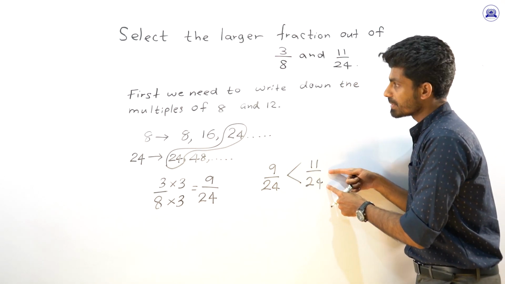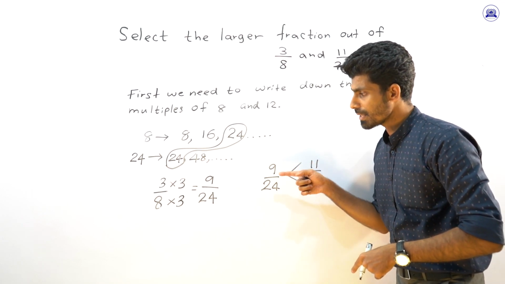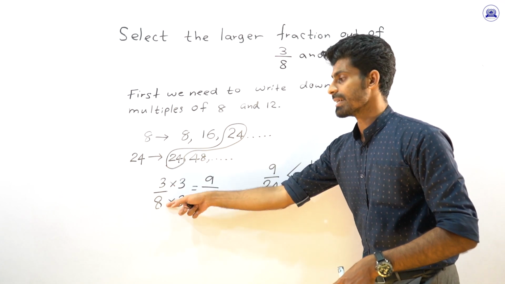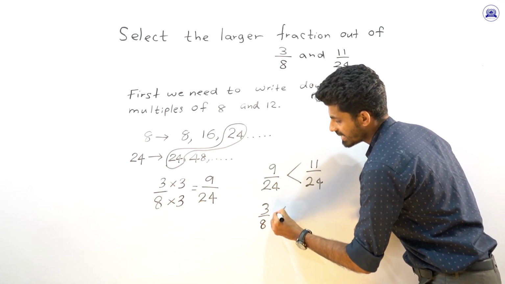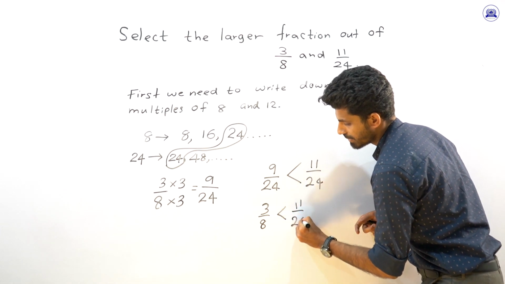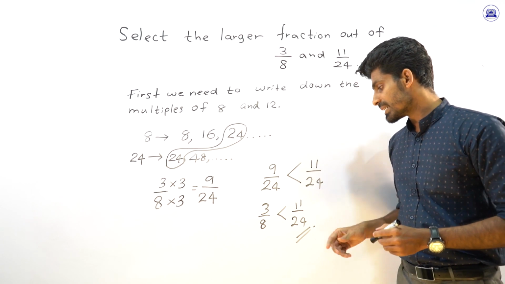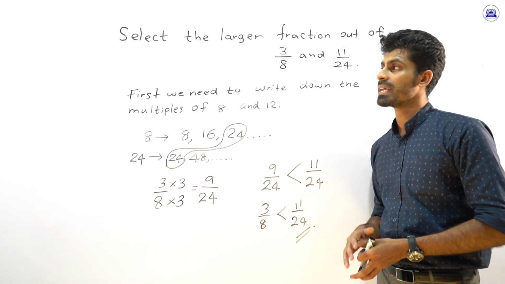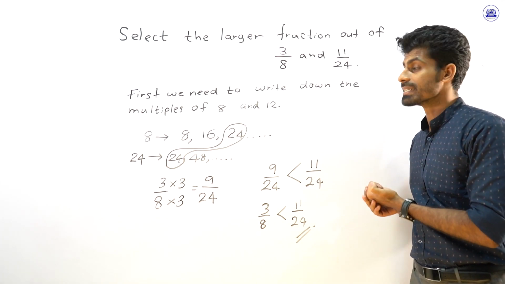But 11 over 24 is the same. But 9 over 24, what is the real fraction? 3 over 8. According to that, 3 over 8 is less than 11 over 24. Which one is the largest one? 11 over 24 is the largest one. So this is how to select the larger fraction.